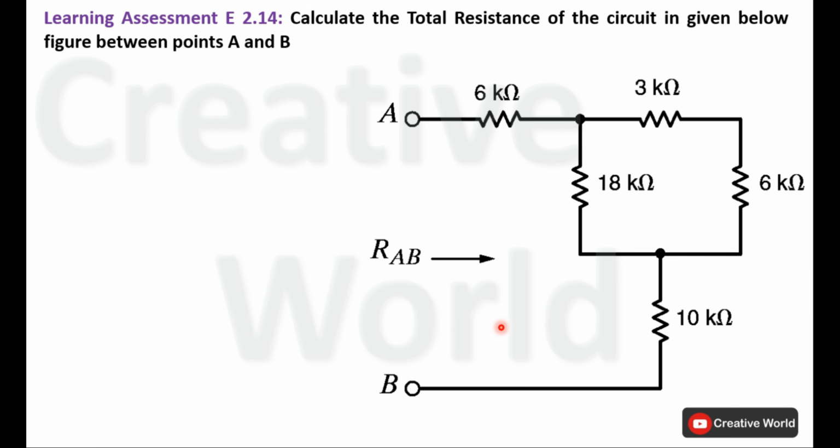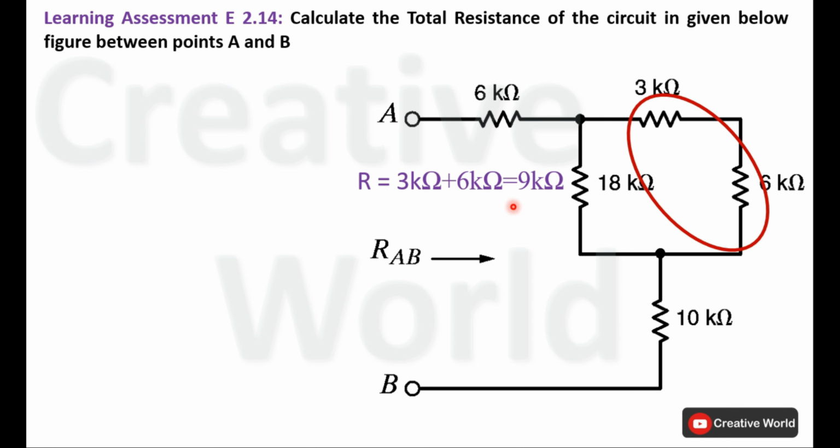We will start solving this problem from this end. If we observe, these two resistances are connected in series. So first we have to calculate their equivalent resistance. While calculating equivalent series resistance, we simply have to add all the resistances connected in series. In this case, these two resistances are connected in series, so their sum will be equal to their equivalent resistance. That is 3 plus 6k, it will be equal to 9k. Now we can replace these two resistances with a single resistance which will have the value of 9 kilo ohm.